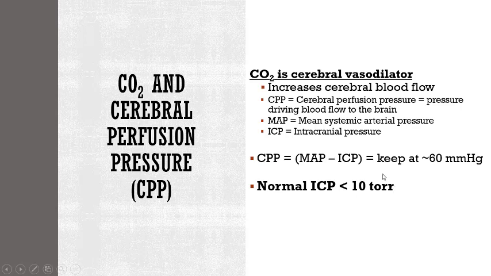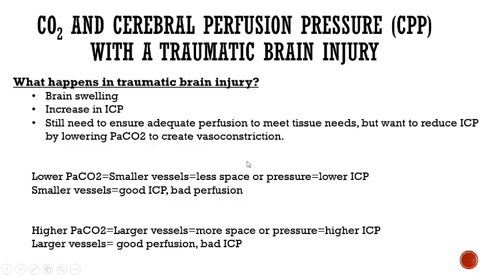I do, however, want you to know that a normal intracranial pressure is less than 10, and this should be millimeters of mercury. So normal ICP is less than 10 millimeters of mercury. Okay, that's our goal. Don't worry about this equation. It's just there kind of for reference. And then know that CO2 is a cerebral vasodilator.